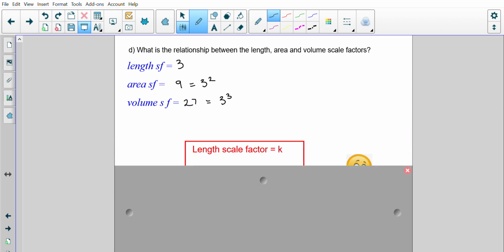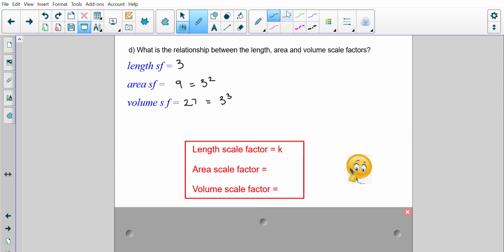So what we can say in general is if we have a length scale factor of k, the scale factor of the areas for that shape will be k squared, and the scale factors for volumes will be k cubed. Can we write this down in our notes books? It's very important to remember.